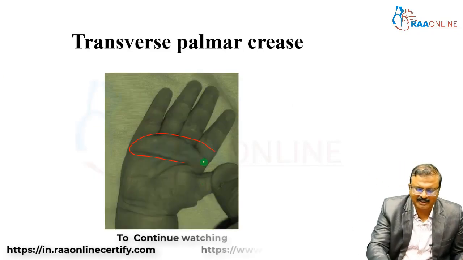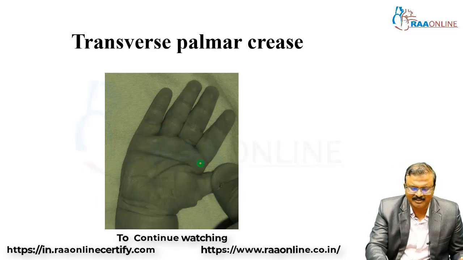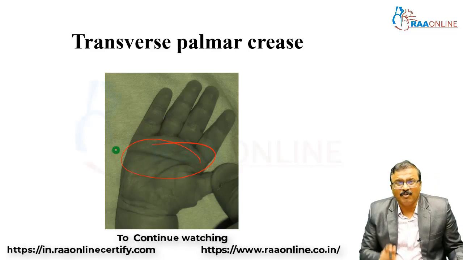Transverse single palmar crease, transverse palmar crease. You can see a transverse crease, very classical of Down syndrome.